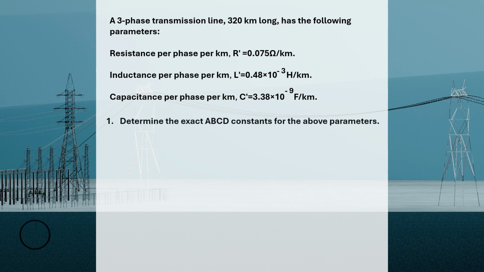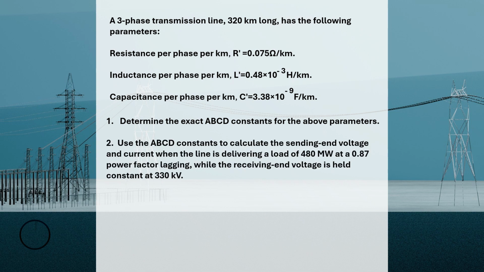1. Determine the exact ABCD constants for the above parameters. 2. Use the ABCD constants to calculate the sending end voltage and current when the line is delivering a load of 480 megawatts at a 0.87 power factor lagging, while the receiving end voltage is held constant at 330 kV. 3. Finally, determine the regulation and efficiency of the line.